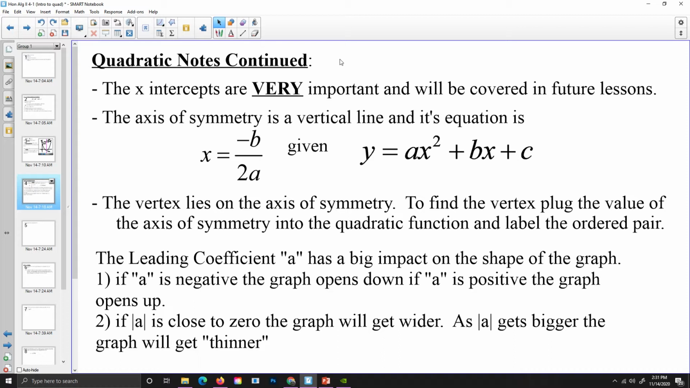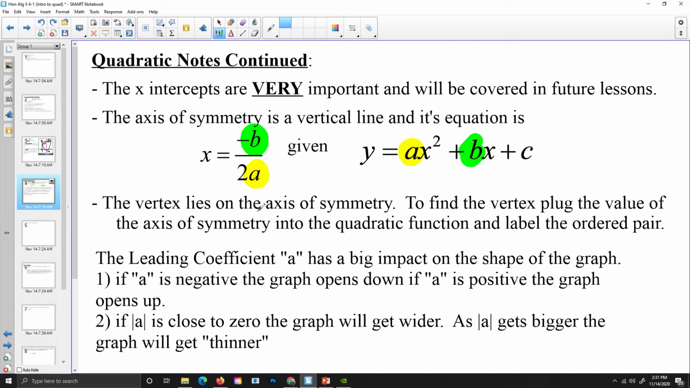The axis of symmetry is a vertical line, and its equation is x equals negative b over 2a, given y equals ax squared plus bx plus c. This a value right here matches up with this a value right here, and this b value matches up with this b value. So when you're calculating your axis of symmetry, all you have to do is make this value the opposite sign and then divide by 2 times whatever the a value is.